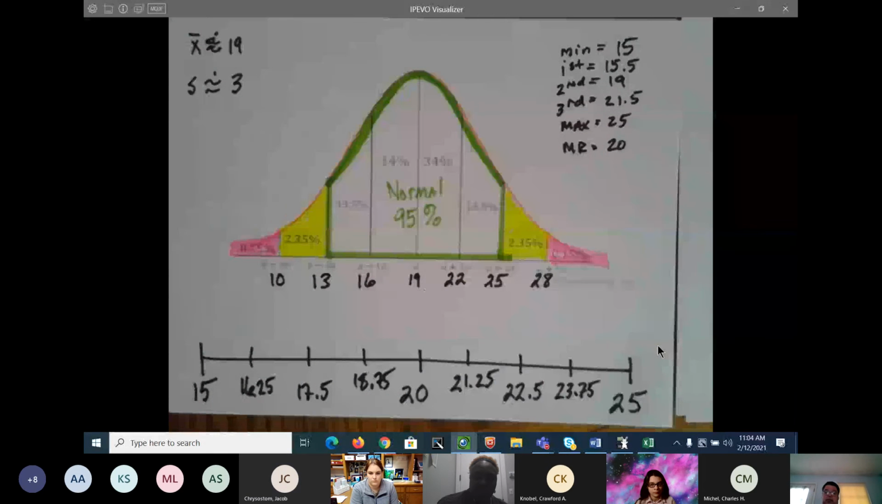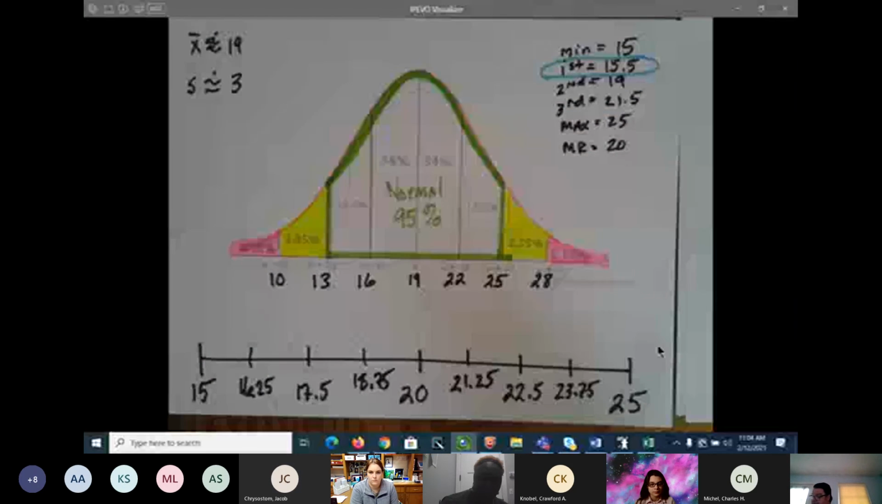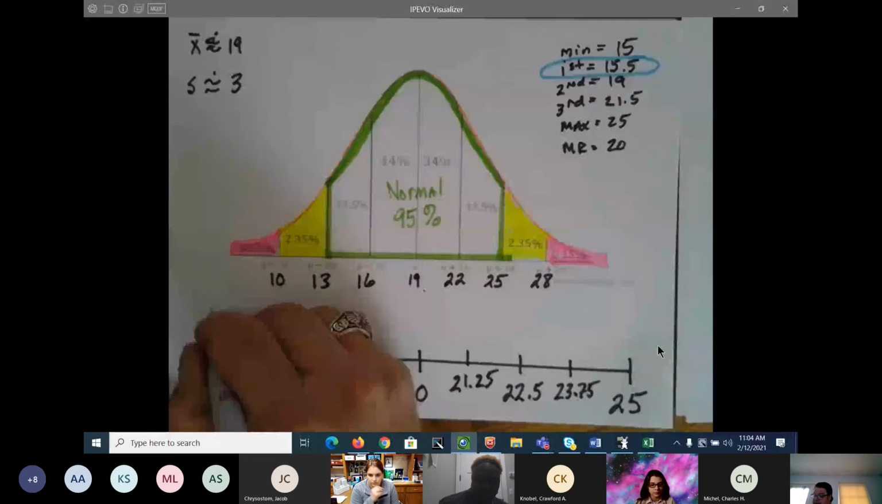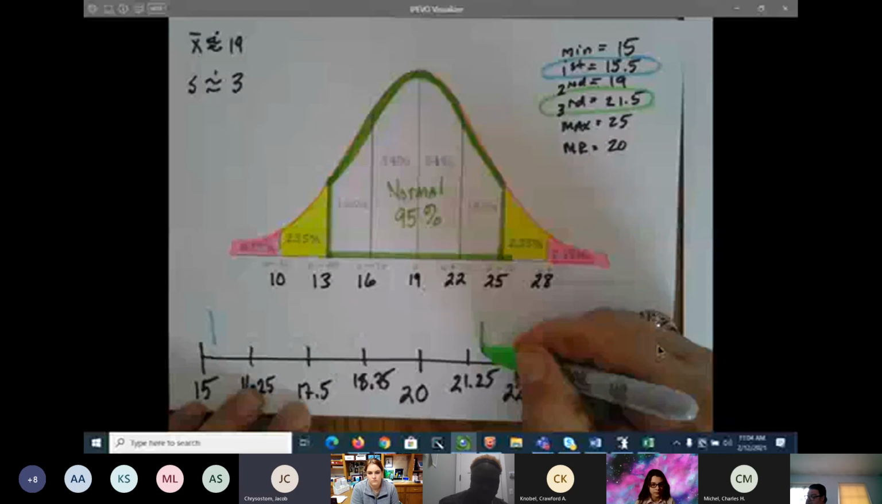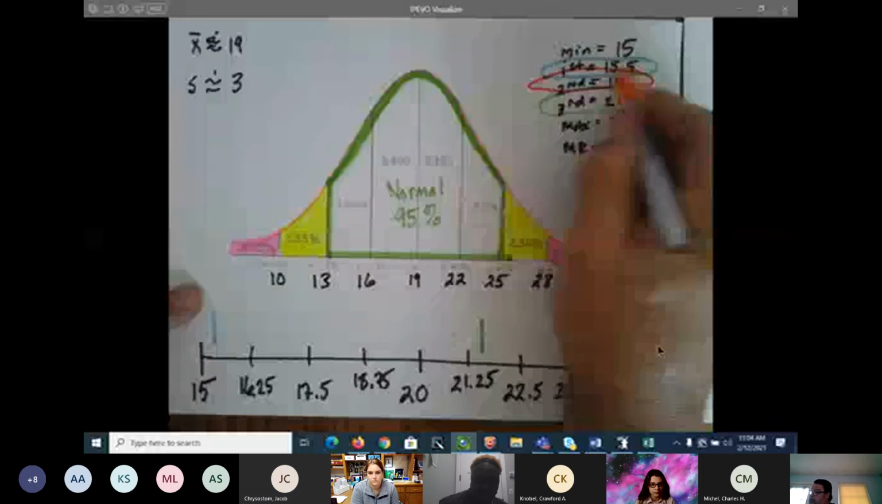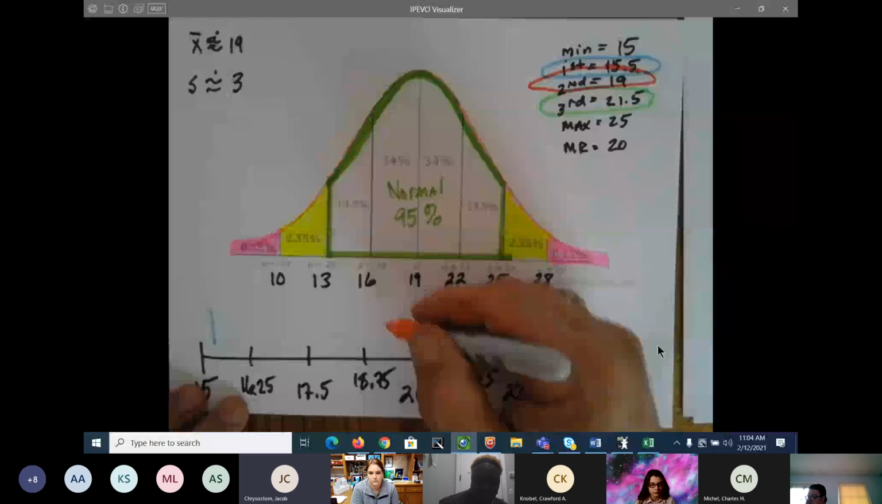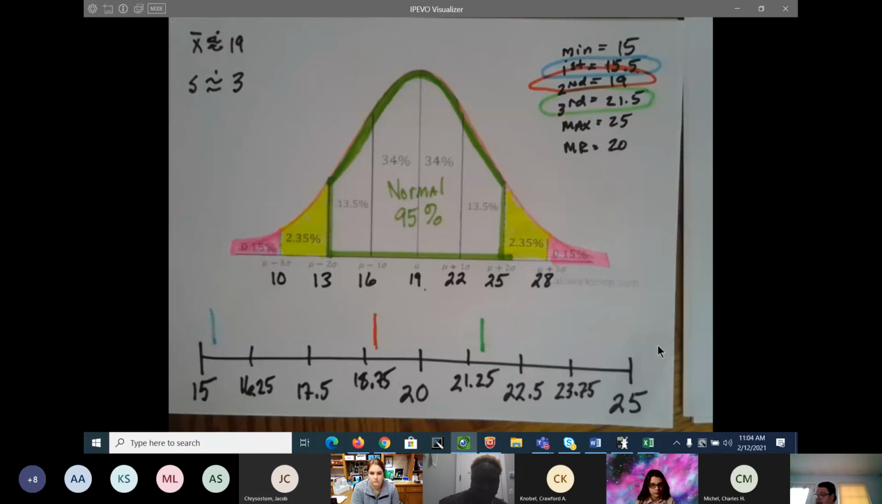And now let's take a blue pen and let's put our first quartile. 15.5 in blue. 15.5 would be down here. Let's use a green pen and do our third. 21.5. 21.5 would be in here. And let's use an orange pen and let's do the 19. 19 would be right in here. And that's our box plot.